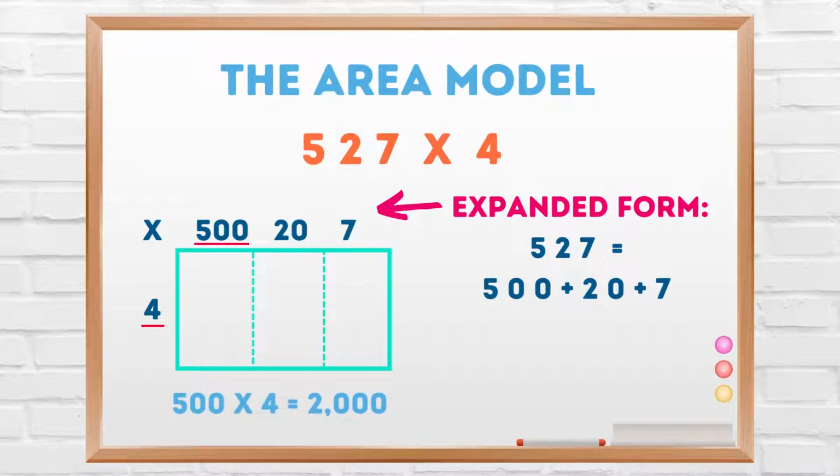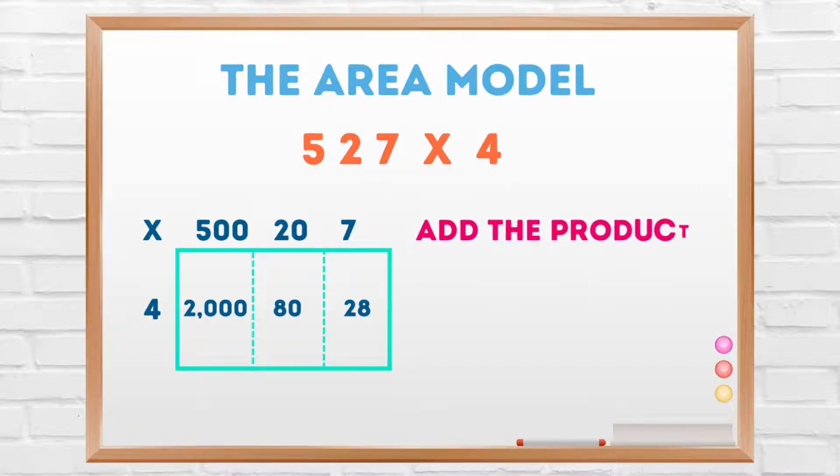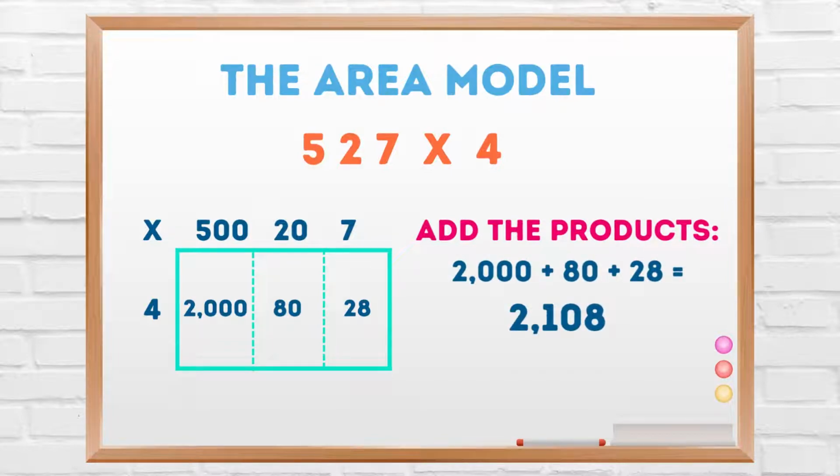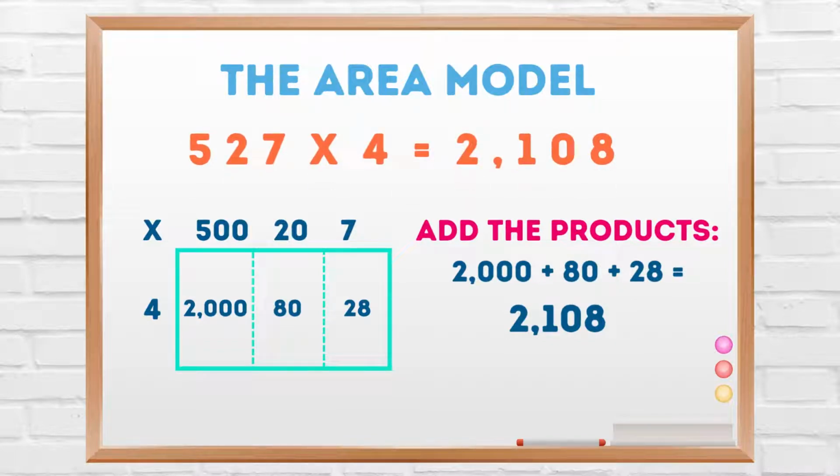500 times 4 is 2000, so we write it in the first rectangle. 20 times 4 equals 80, which goes in the second rectangle, and 7 times 4 is 28, that goes in the third rectangle. The last step is to add all the products inside the rectangle together to find the answer, which is also the area of the original rectangle. 2000 plus 80 plus 28 equals 2108. So 527 times 4 equals 2108.